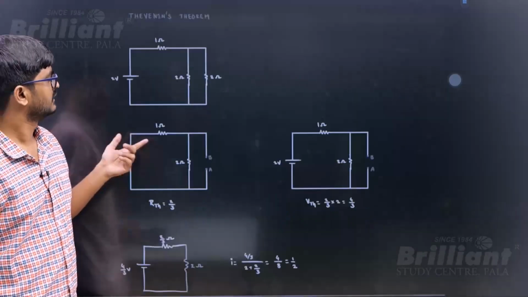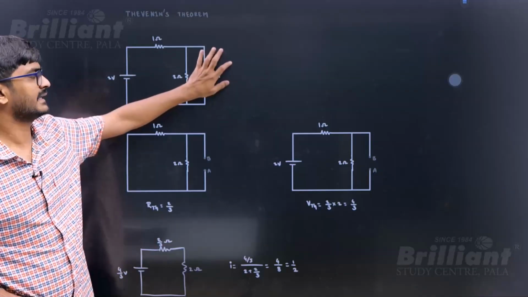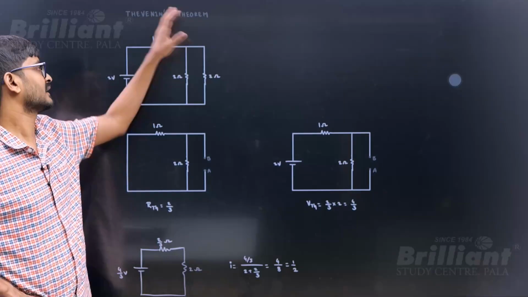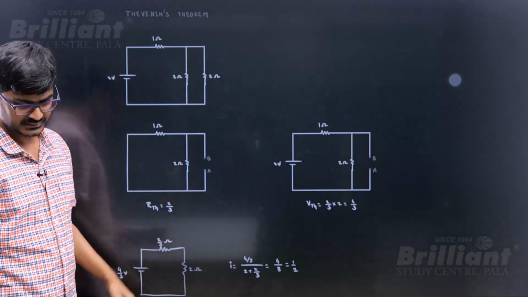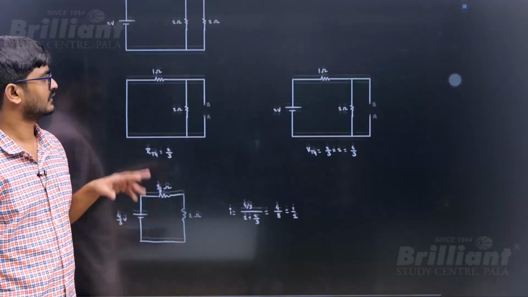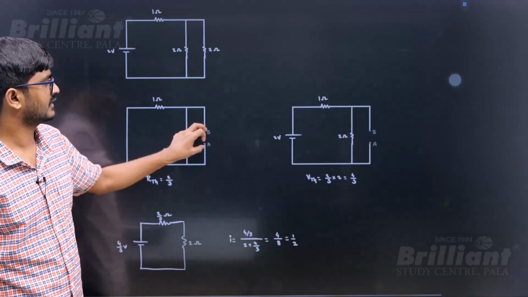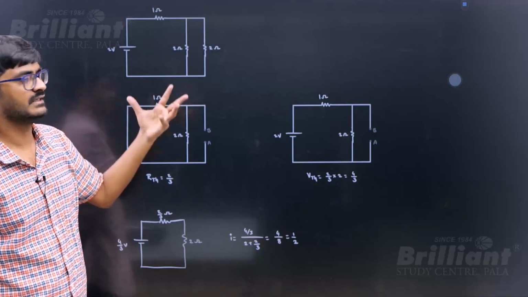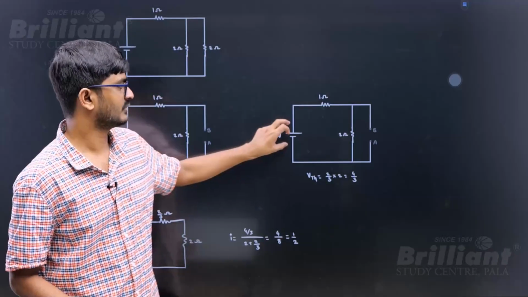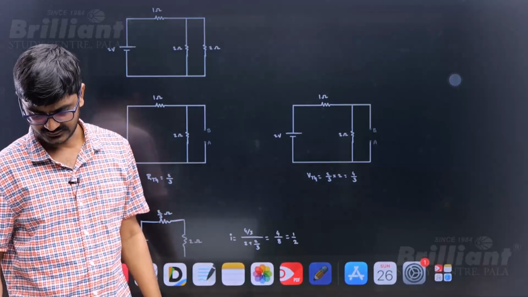If there is a load, and you want to find the current or any characteristic in the load, and the remaining part of the circuit consists of only resistors and batteries, you can replace it with a single battery and a single resistance. How to find that resistance? Short circuit the battery and find the equivalent resistance across the load. And how to find V Thevenin? Open the load and find the potential difference across the load. We'll see the same thing here.